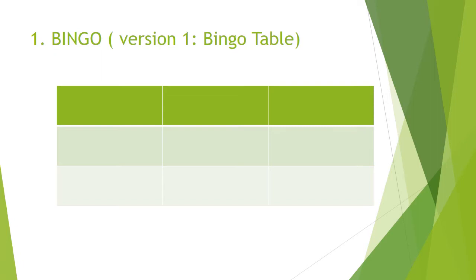The first game is bingo, and we have two kinds of versions: bingo table and bingo list. Okay, the first, bingo table. Maybe you are very familiar with this type of bingo, right? Okay, I will tell the rule again.